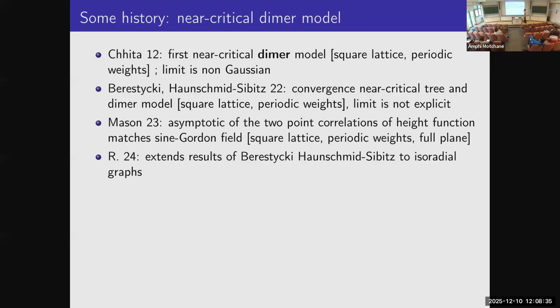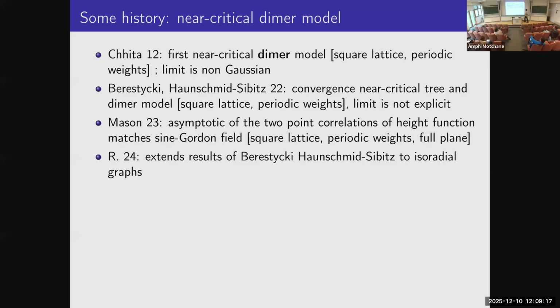Then the study was pursued by Berestycki, Laslier and Ray. They proved convergence of the near-critical dimer model and the associated tree model by Temperley's bijection. But the limit is not explicit with their techniques, because what they do is prove convergence of the tree model, and then convergence of the tree implies convergence of the height function, but towards something which we cannot describe. So this is not very satisfying, because we want to know what the limit is.